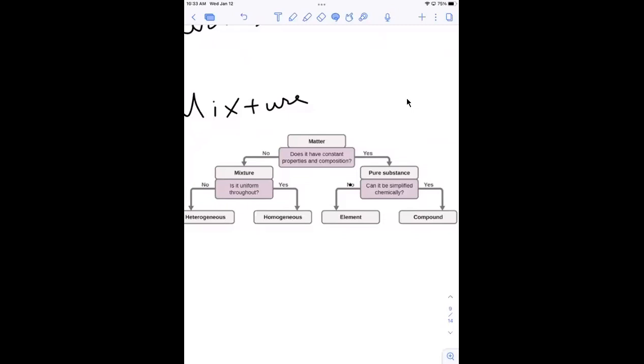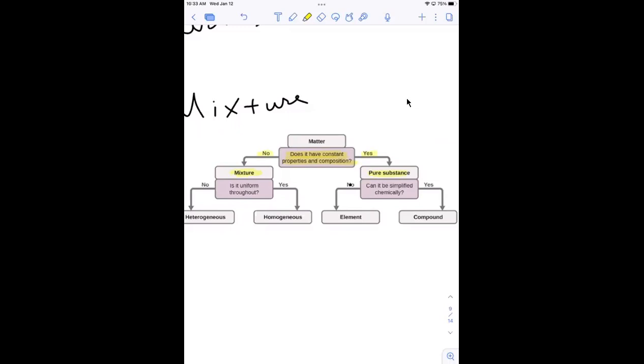Yeah. So if it has constant properties, you see this part right here: does it have constant properties and composition? If it does, it's a pure substance. If it doesn't, it's a mixture. You see the little arrow saying yes, it does, then it's a pure substance. And if it doesn't, it's a mixture.